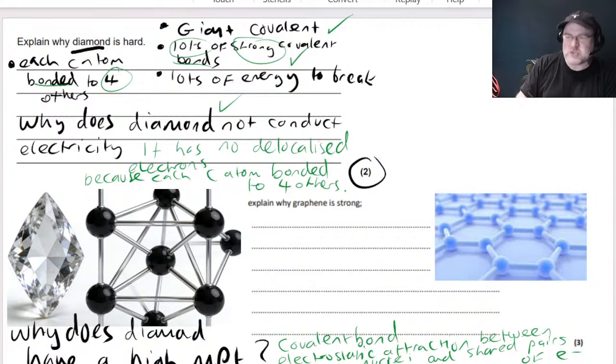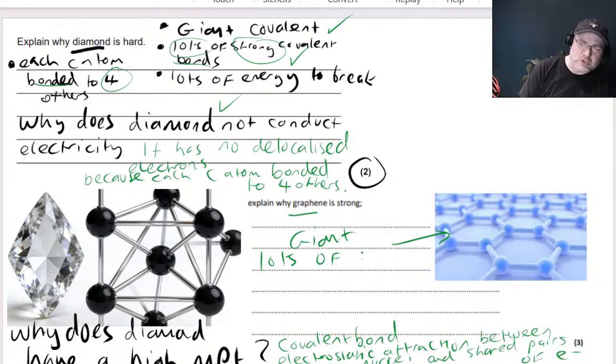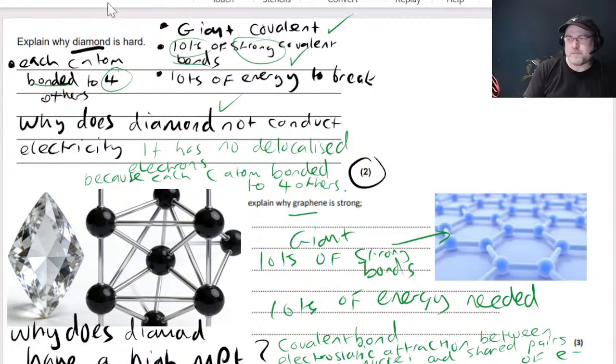Now, why is graphene strong? There's no point in me answering that, because it's the same as why diamond is strong, except you don't need to say the bit about the carbons. Why is it strong? What kind of structure is that? It's giant. What does that mean? Lots of strong bonds. I'm going to name them covalent bonds. Lots of energy needed to overcome, to break, to snap, to split the bonds. Cool. Let's move on.